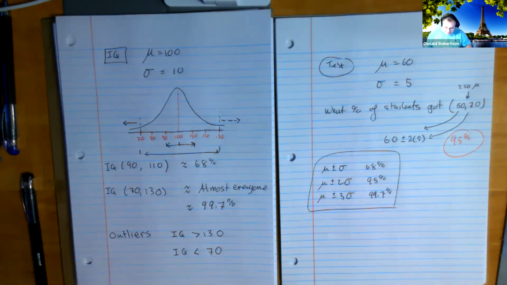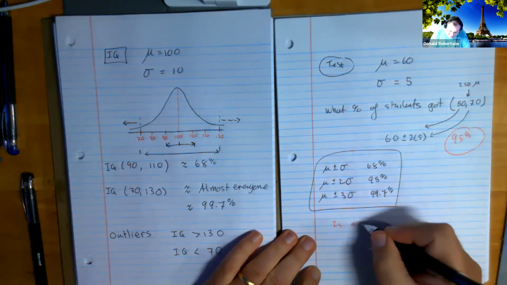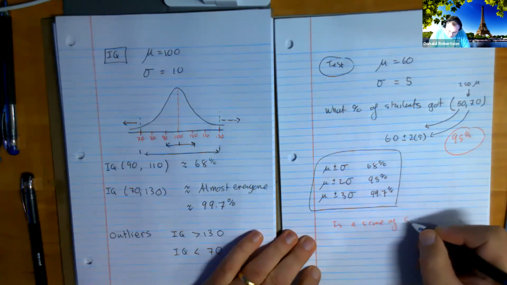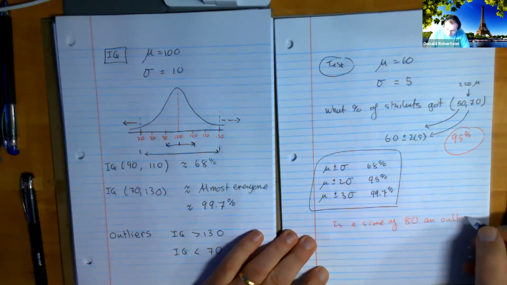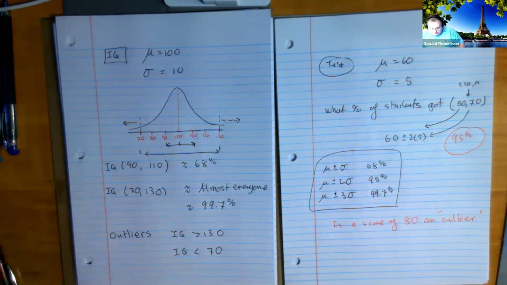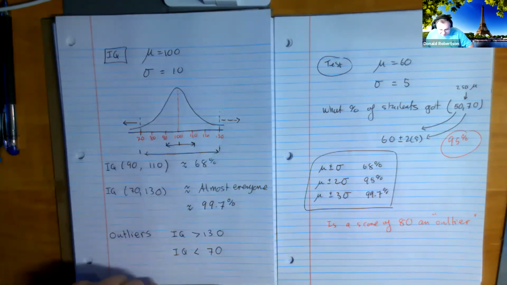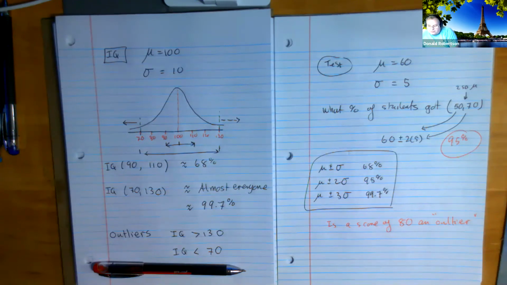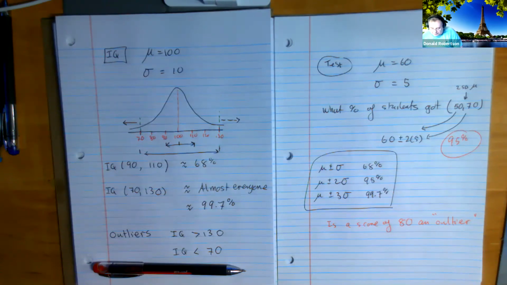Now you could also ask, I bet this is another question, is a score of 80 an outlier? Well, anyone want to make a prediction? Do you think in this class, if you got a score of 80, would you be an extremely unlikely number, an outlier? Yes. Agreed. We need to kind of convince or prove it by a property.